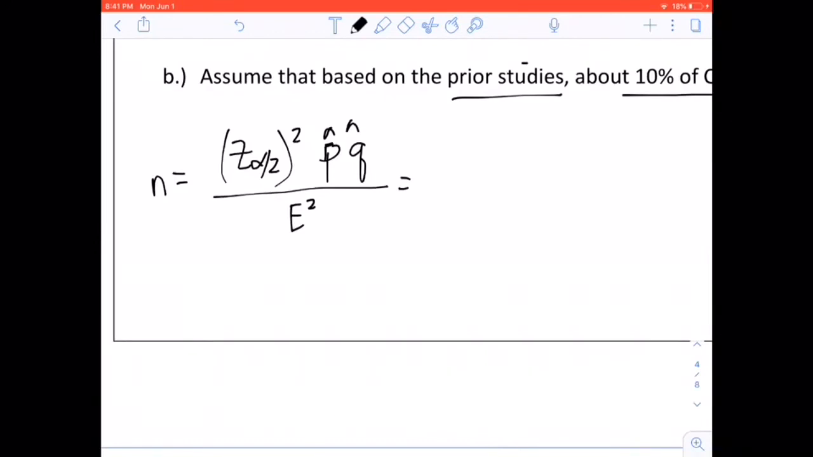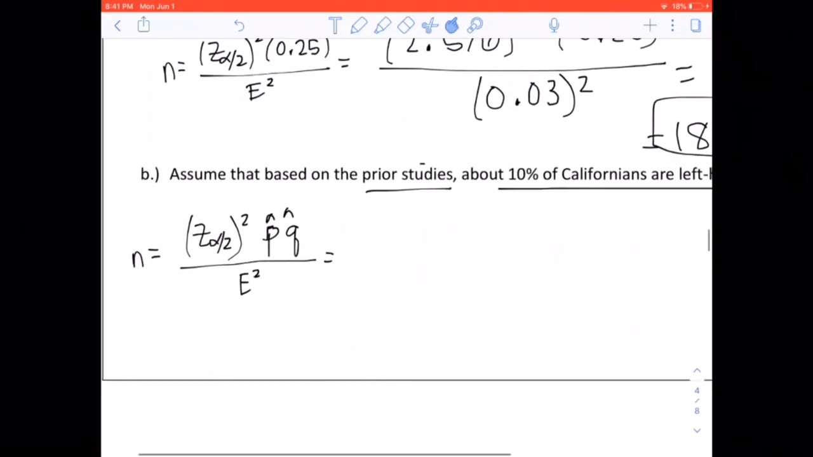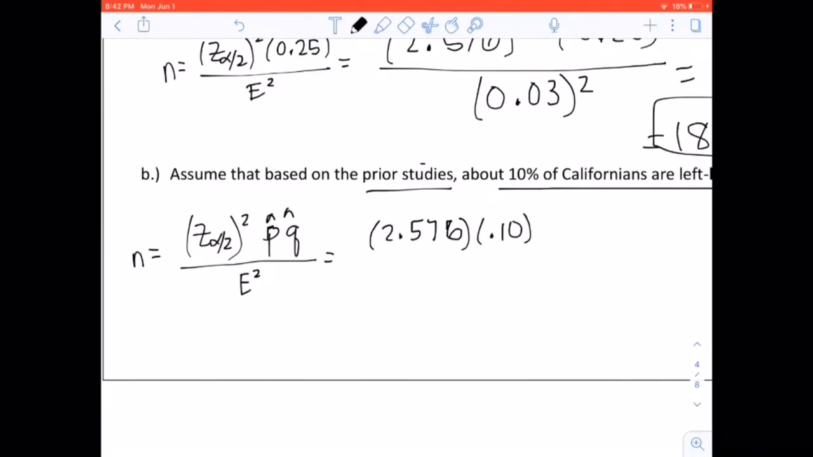And so our p hat value is that 10%. Our z alpha over 2 is the same value that we had for part A. So I'm going to go ahead and copy that down. That was 2.576. And then we have p hat, which is going to be 0.10. And then q hat, which would be 1 minus 0.10, or you can write that down as 0.90. And then we're going to square the z alpha over 2 and square our e, and the error is still the same. So that would be written as 0.03 squared.